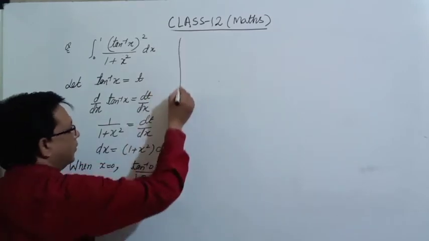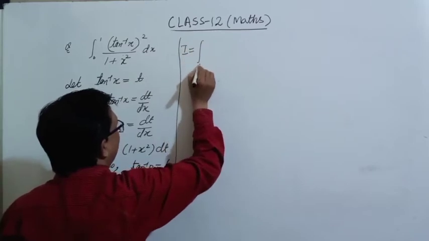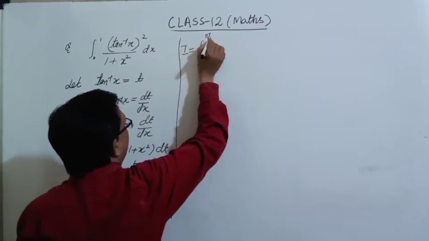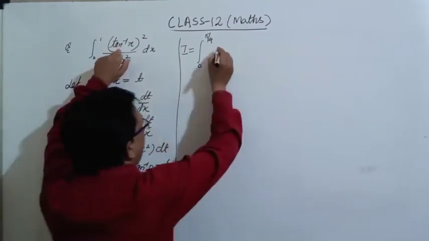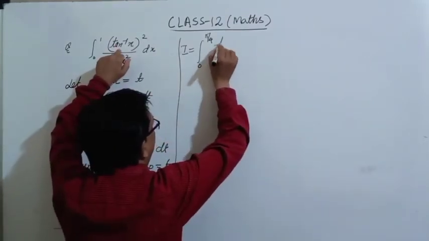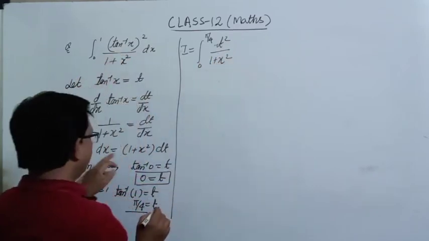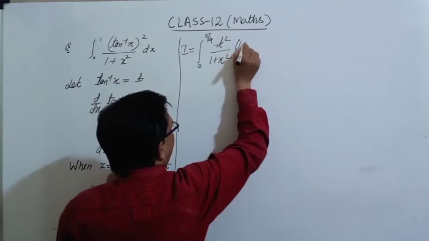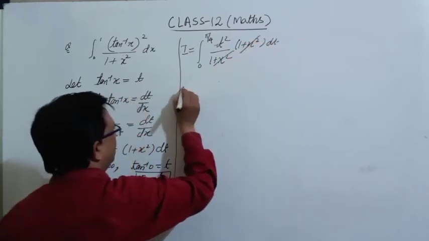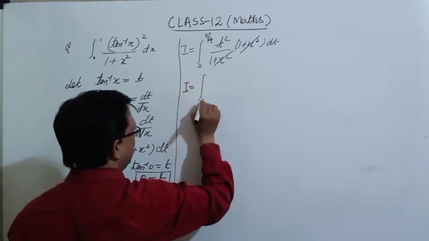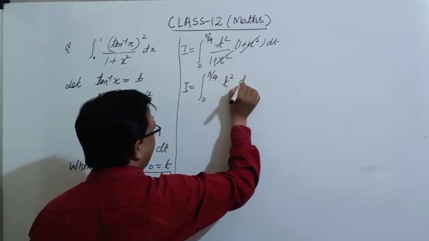Now we write the original question. So the original integral I is equal to, with the limit changed, 0 to pi by 4. This is your new limit. Here we substitute t square, and in place of dx we write (1 plus x square) dt. Now this is cancelled out. So 0 to pi by 4 of t square dt.